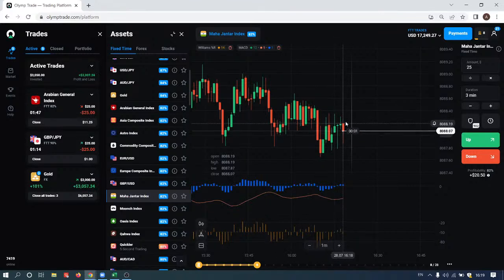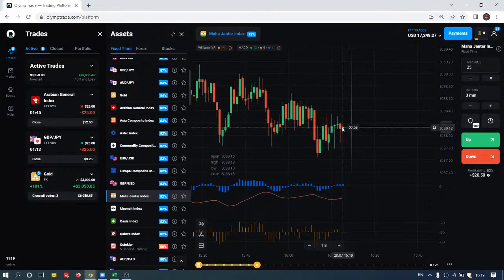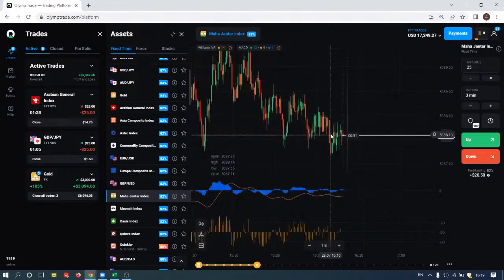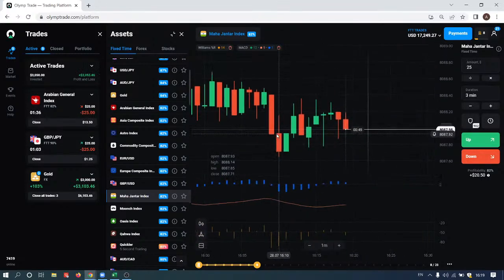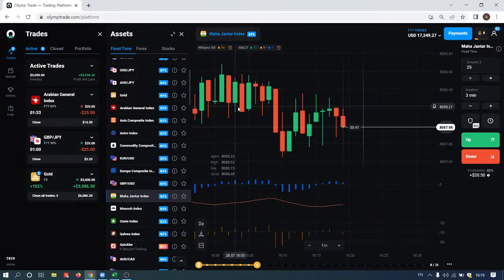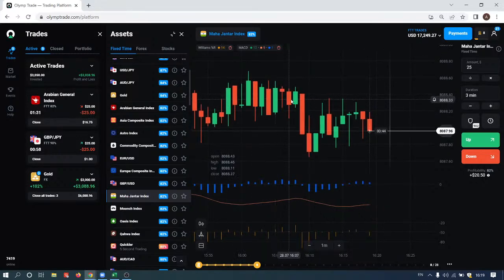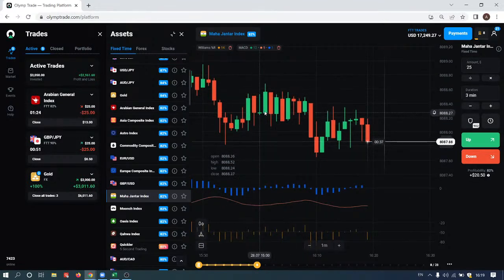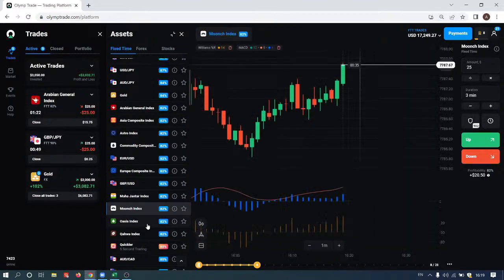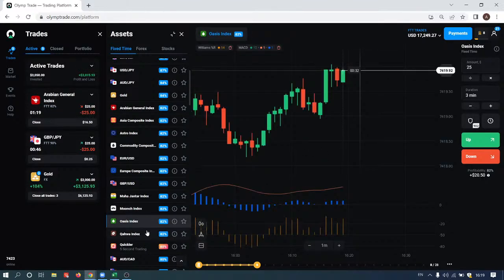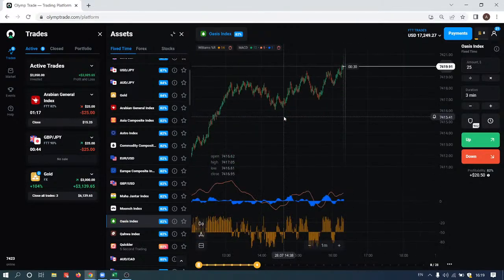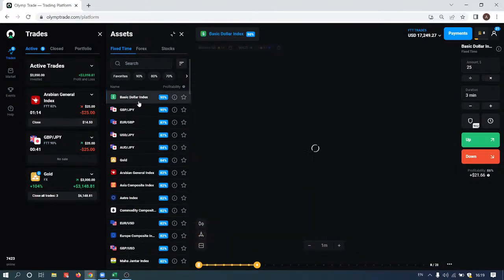So yeah, this Mahajantar index is not showing any good signal right now. It's going sideways, and I would say like 12 candlesticks, all in the same position, not really going anywhere. So it's kind of like trading in a corridor.